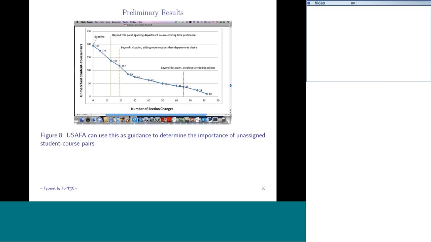And so you can see he's got various points labeled, beyond point, ignoring department course offering time preferences. So you can only get down to 136 with the data we were using for a given semester. 136 unscheduled student course pairs before you start having to overrule what the department said as being preferential for the times in which they'd offer more courses. Anyway, so that's kind of where we are there.